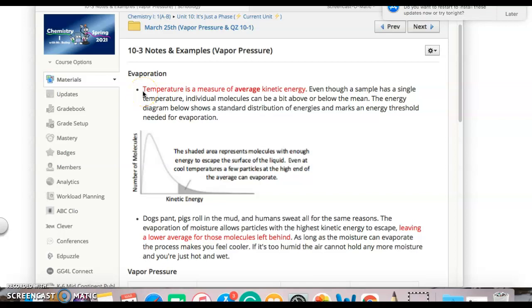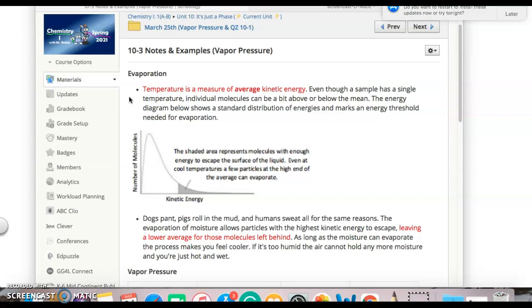Hey everyone, today we are going to be talking about vapor pressure and specifically how that relates to temperature and boiling points. So temperature is a measure of average kinetic energy. When we think about an average, we think about a few numbers being added up together and then you divide by the total number of numbers that you have, and that gives us an average. And so that's what temperature is.